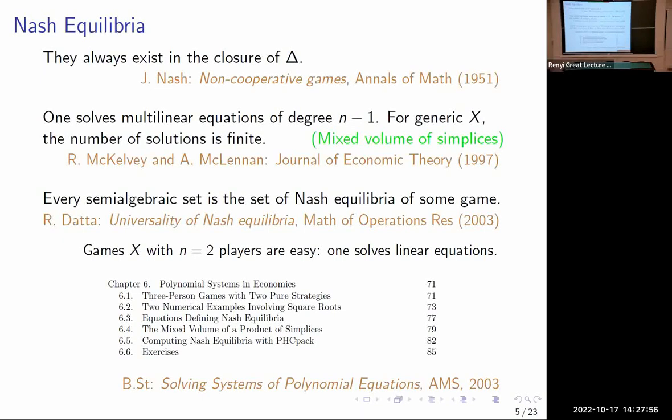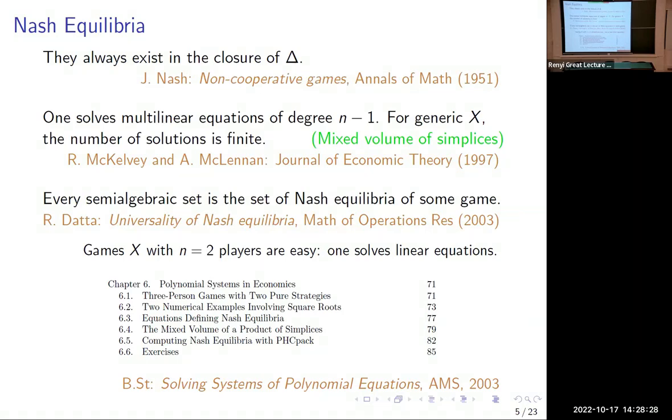Now let's recall briefly a few facts about Nash equilibria. A very important theorem due to John Nash, proved in 1951, is that they always exist in the closed probability simplex. Based on fixed point theorems, Nash argued that every game whatsoever has at least one Nash equilibrium, and therefore at least one dependency equilibrium, right? Because dependency equilibria are more general.